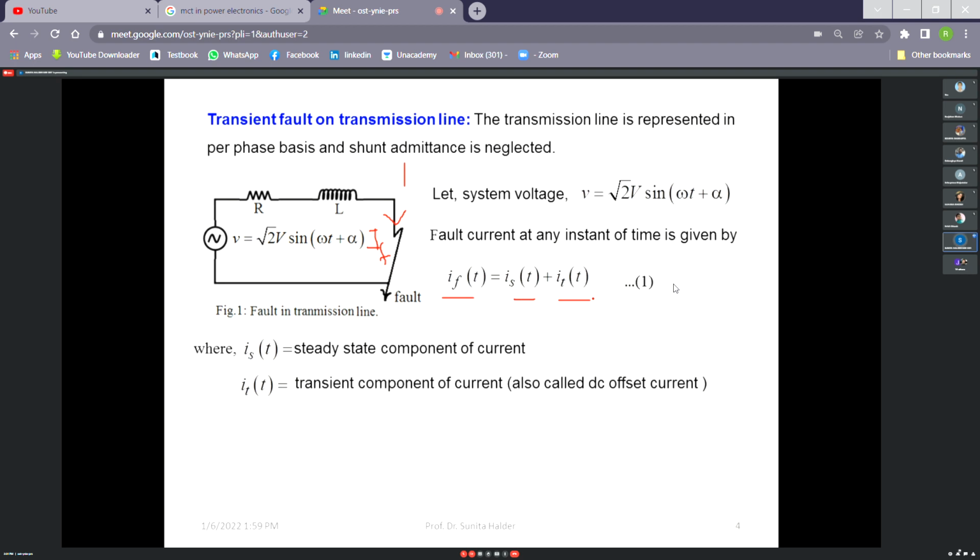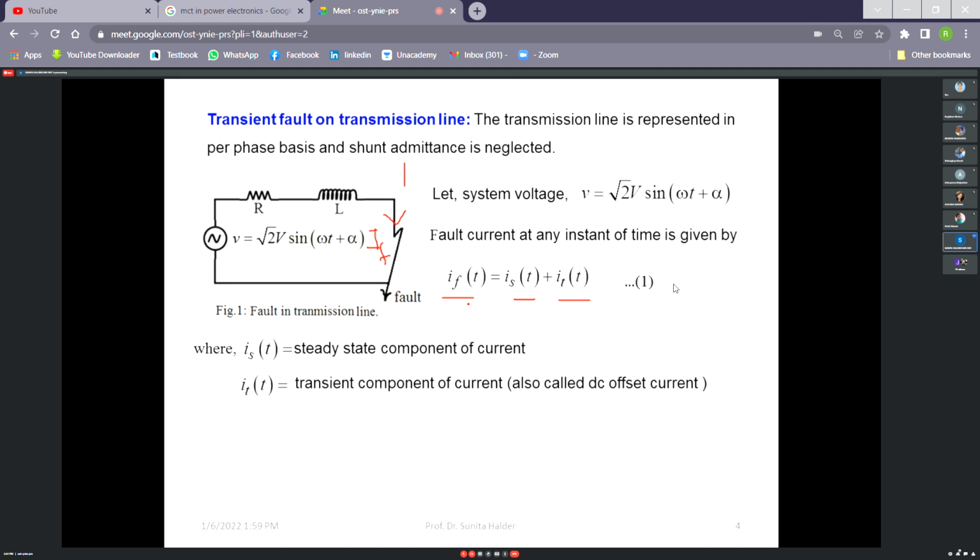Because ideally, if we allow this fault current to flow, then after some time this switching condition will be over. The system will be in steady state for any circuit. So there will be some steady state value and some transient value. So fault current will have two components. One is the steady state component, another is the transient component. Okay, that's all for today.